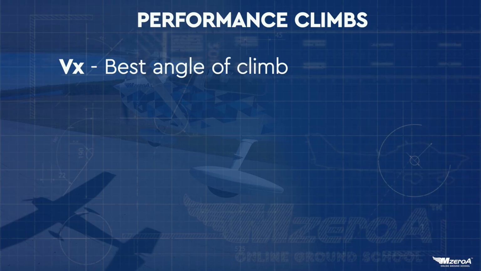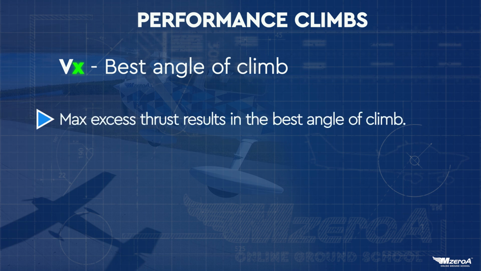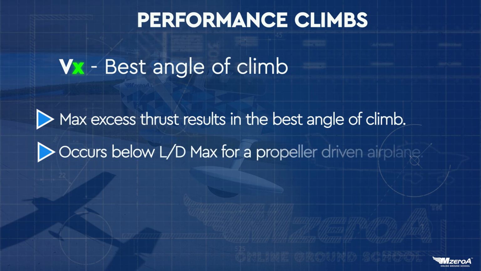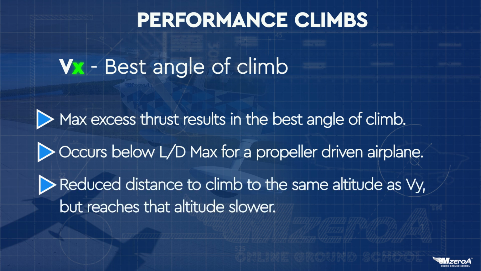But let's start with our best angle of climb. Our best angle of climb is our Vx. How do I remember that? Well, the x in Vx, x makes an angle. So Vx is my best angle of climb. You see, it is the max excess thrust that results in the best angle of climb. And this actually occurs, for my commercial pilots, I need you to know this, below what's called the L/D max for a propeller-driven aircraft. So it reduces the distance to climb out to the same altitude as Vy, but it reaches that altitude slower. It's our best angle of climb.